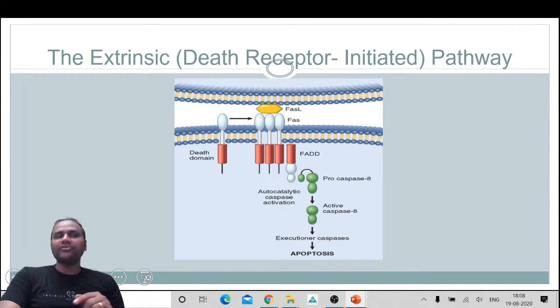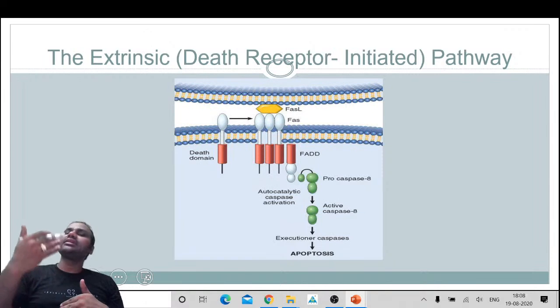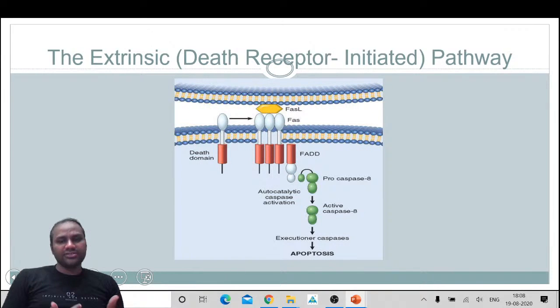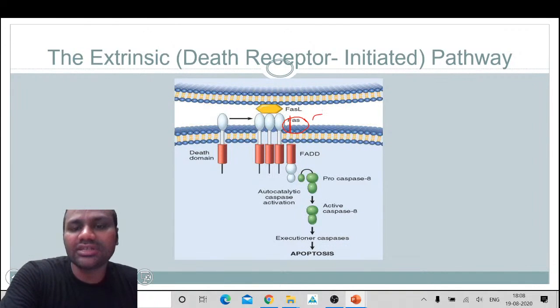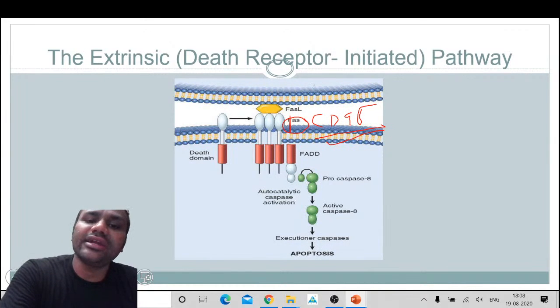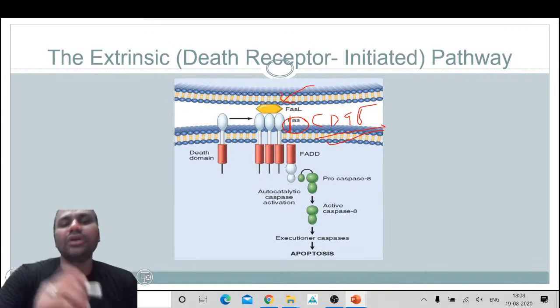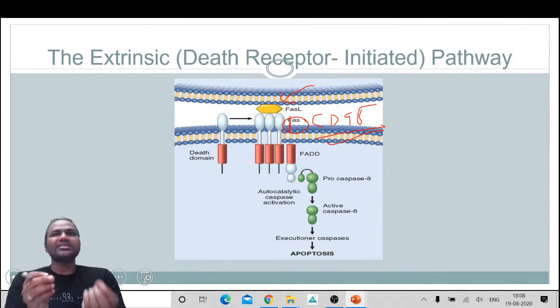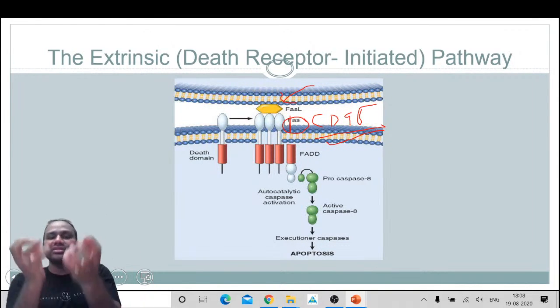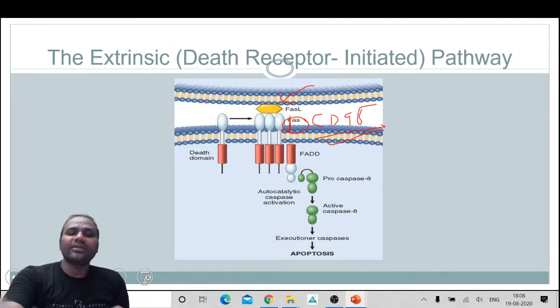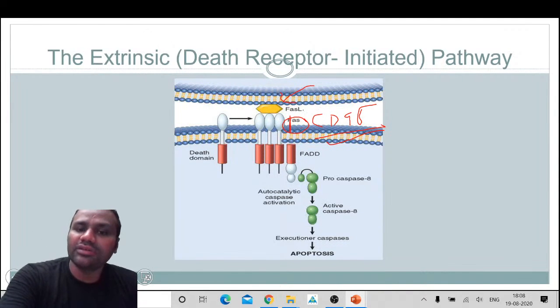The extrinsic pathway also occurs in the same way. There is an initiator phase and an executioner phase. In the extrinsic pathway we have the Fas receptor, the death receptor CD95. The organism or any noxious agent will have a Fas ligand, like T cells have Fas ligand. When T cells bind to any microorganism, they bring the Fas ligand to the Fas receptor.